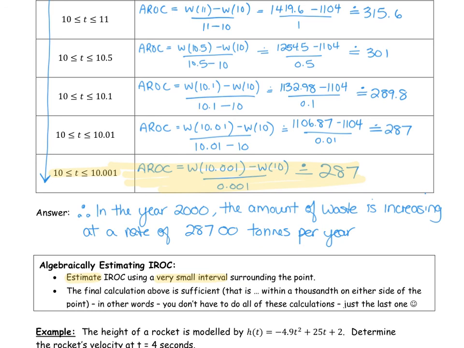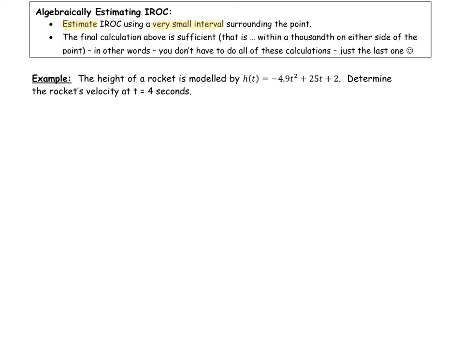So let me show you quickly what a question would look like. Okay, so we'll start with a really simple function, just still a quadratic, but the same concept applies to all polynomials and all functions, really. So the height of a rocket is modeled by this equation. Okay, now the question would say determine the rocket's velocity or determine the rocket's instantaneous rate of change at exactly t equals 4 seconds. Okay, so what we would write is fairly similar, except it's IROC. And the one thing I want to emphasize here is it's an approximation.